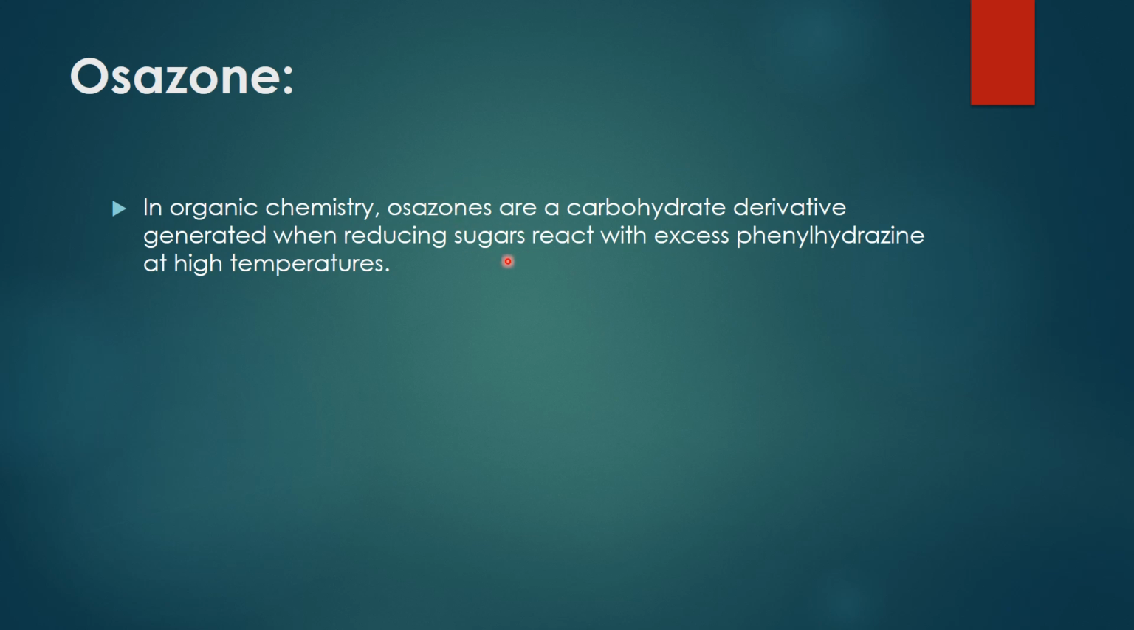With this reaction, we can distinguish between reducing and non-reducing sugars because it's based on the reaction between phenylhydrazine and the carbonyl group of reducing sugars. If there is no free aldehyde or ketone group, then this sugar is a non-reducing sugar. That means the result will be negative.